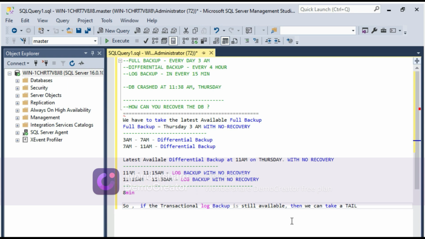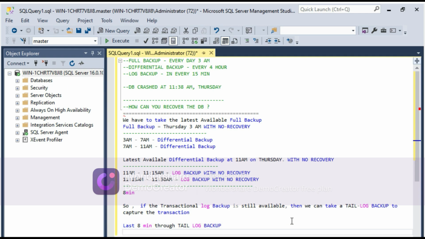a tail log backup to capture the transactions. Means the last 8-minute data, if the transaction log is available, then we are able to take it through a tail log backup.